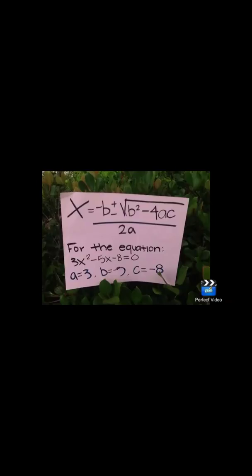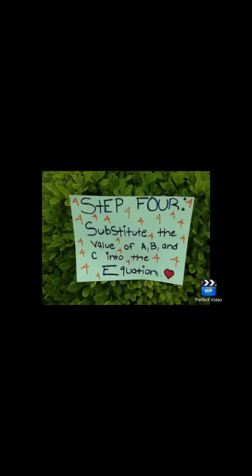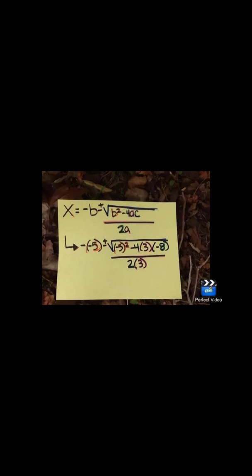Step 3. Identify the values of a, b, and c in the quadratic equation. For the equation 3x squared minus 5x minus 8 equals 0, a is 3, b is negative 5, and c is negative 8. Step 4. Substitute the value of a, b, and c into the equation. Substitute all the a's for 3, substitute all the b's for negative 5, and substitute all the c's for negative 8.